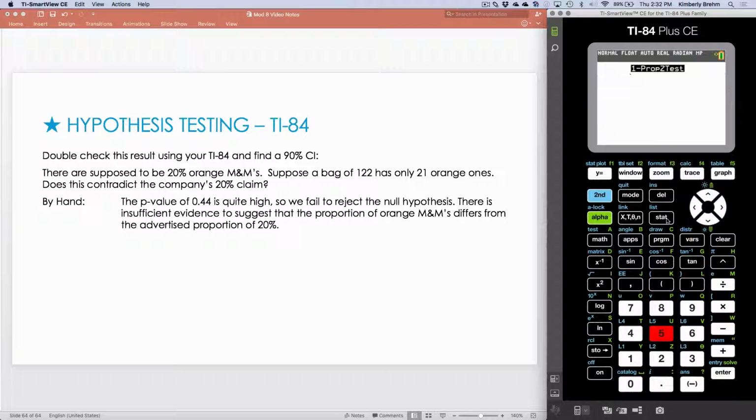I could have done the same thing, and instead of clicked Calculate, I could have gone to Draw instead. And notice here it's going to draw what that picture would look like the same way that StatCrunch would do that.